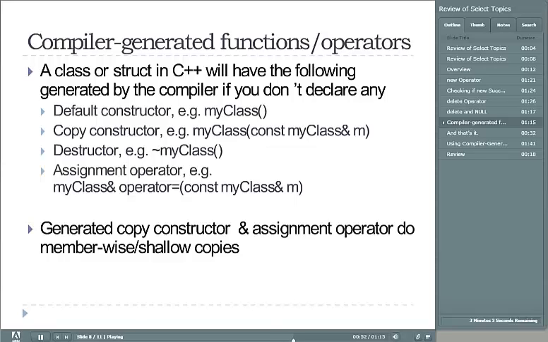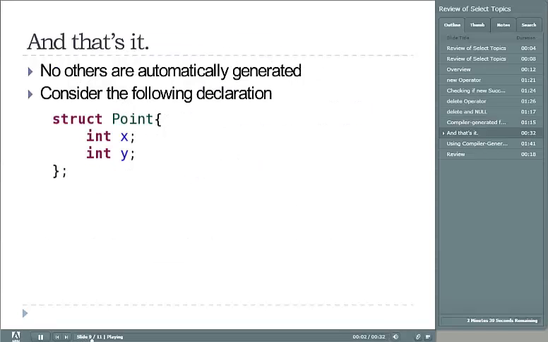The functions that the compiler generates are the most basic possible. So for example, the copy constructor and assignment operator that are generated by the compiler simply do member-wise copy, or shallow copy. If your class or struct doesn't use memory allocated on the heap, these default compiler-generated functions may be enough for your needs. Those 4 functions are the only ones that the compiler will automatically generate. It is possible for you to define your own operators, but those won't be generated by the compiler.